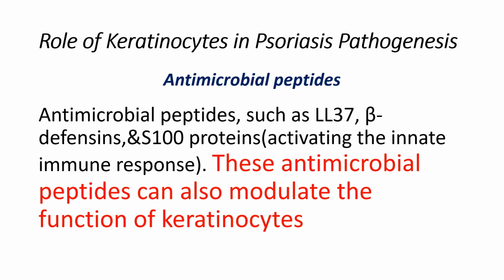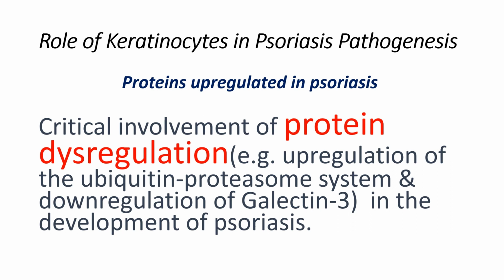Antimicrobial peptides such as LL37, beta defensins, and S100 proteins are small proteins known for their role in activating the innate immune response and their involvement in the pathogenesis of psoriasis. Recent studies have demonstrated that these antimicrobial peptides can also modulate the function of keratinocytes and contribute to the pathogenesis of psoriasis. Also, recent findings highlight the critical involvement of protein dysregulation, such as upregulation of the ubiquitin proteasome system and downregulation of galectin 3 in the development of psoriasis.